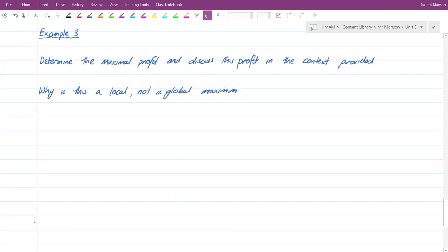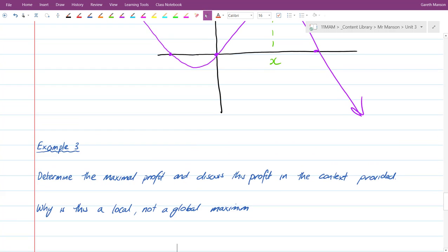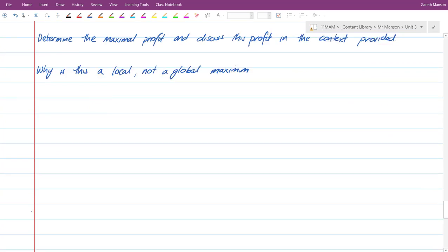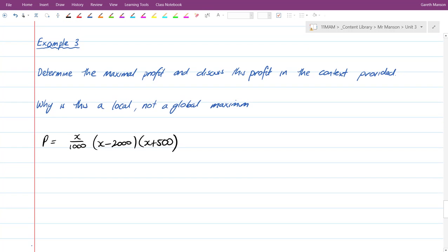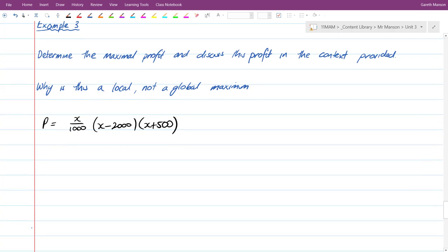So I'm going to zoom into here and I'll show you how this is done, but hopefully you're pretty aware of how it's done anyway. So our function is profit equals x over 1000, x minus 2000, x plus 500. Was that right? Everybody memorize that function? No? Okay, that's good. We're good. And there's a negative in the front.